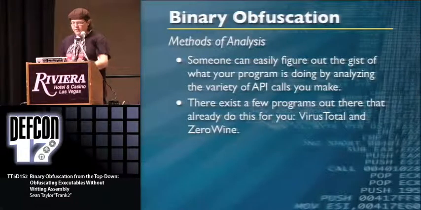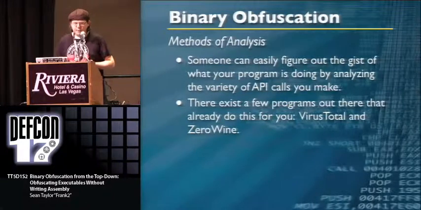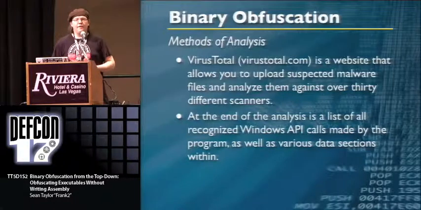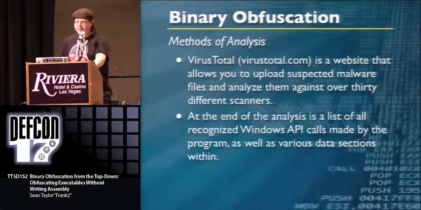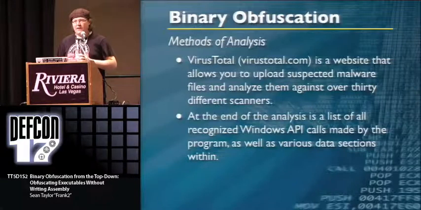There are a few programs that are out there. Two of them specifically I want to focus on because of their two different methods of analysis are VirusTotal and ZeroWine. VirusTotal is this really cool online app that allows you to upload anything you suspect might be malware and send it off. And what it does is it sends this binary into 40 different virus scanners: Panda, AVG, McAfee, the 5 different versions of Norton, whatever you have. And at the end of the analysis, along with who picked it up and who didn't, basically a report card for who sucks at scanning and who doesn't, is a list of recognized Windows API calls and data sections and the size of the program, et cetera, et cetera.